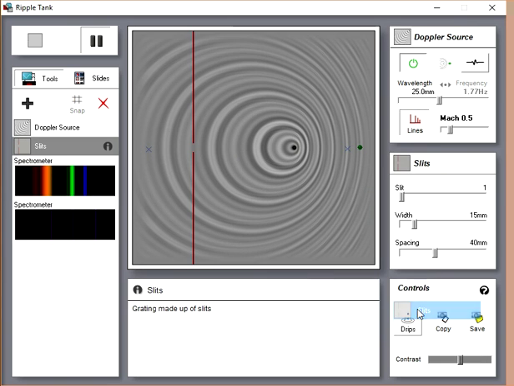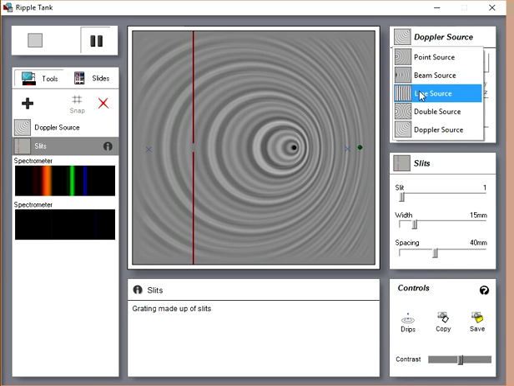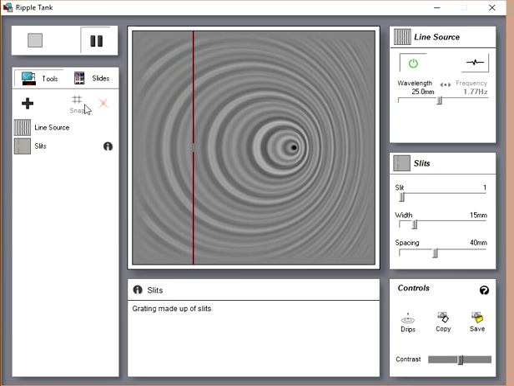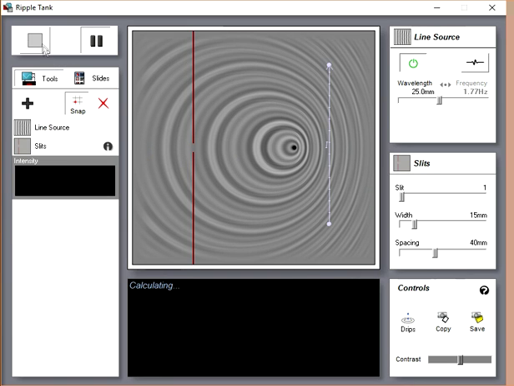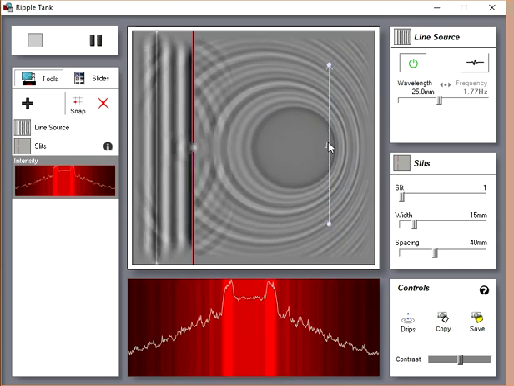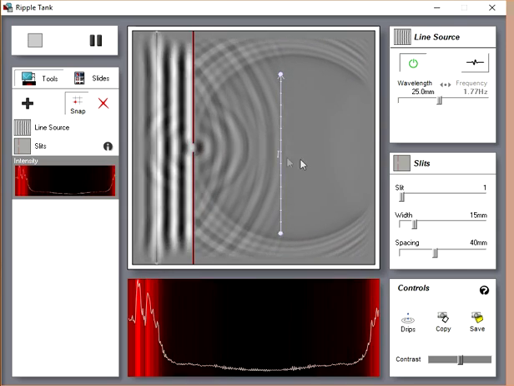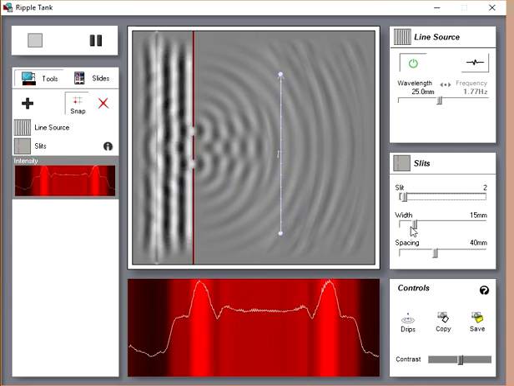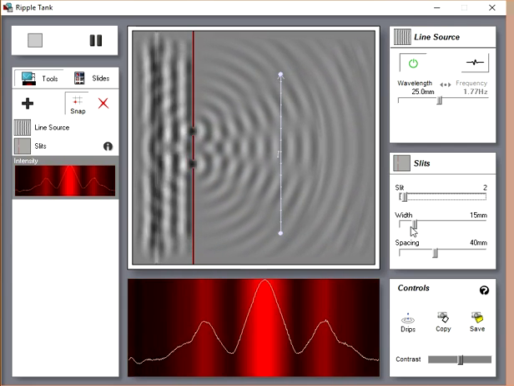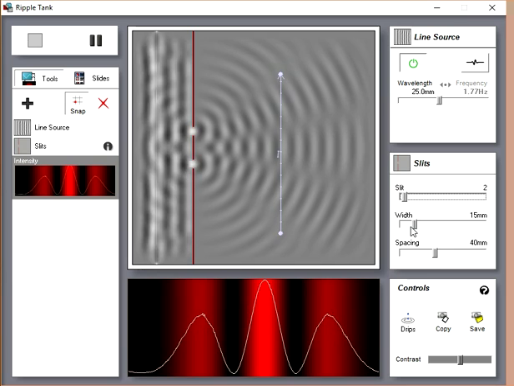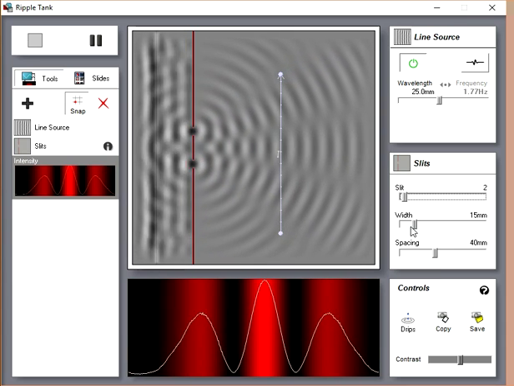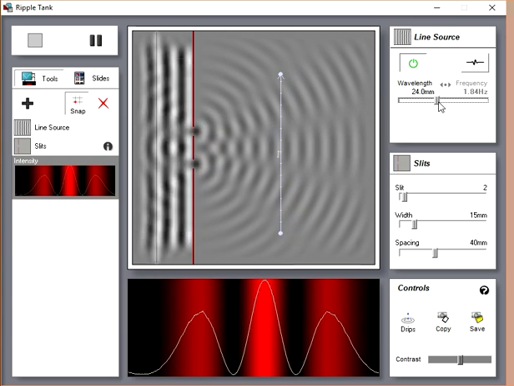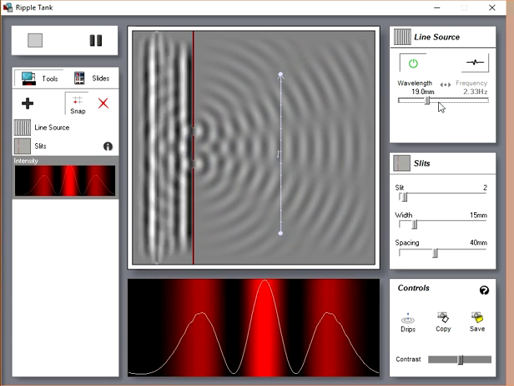You can also investigate what happens with slits. The intensity tool shows a representation of what it might look like with the laser light shining through the slits, for example with the Young's double slit experiment. You can change the number of slits and the gaps and so on. You can also show what happens when you change the wavelength of the light.